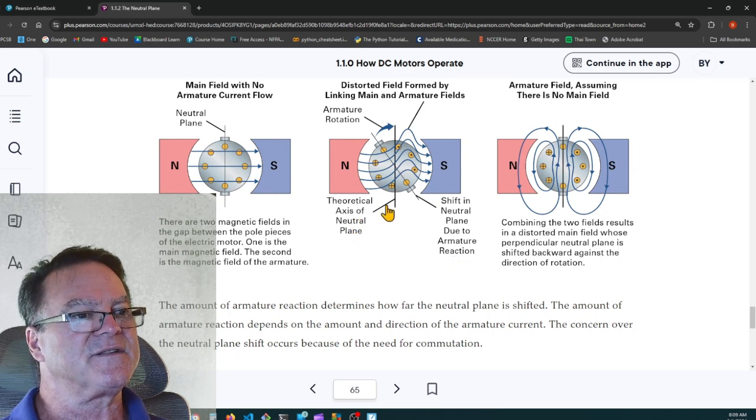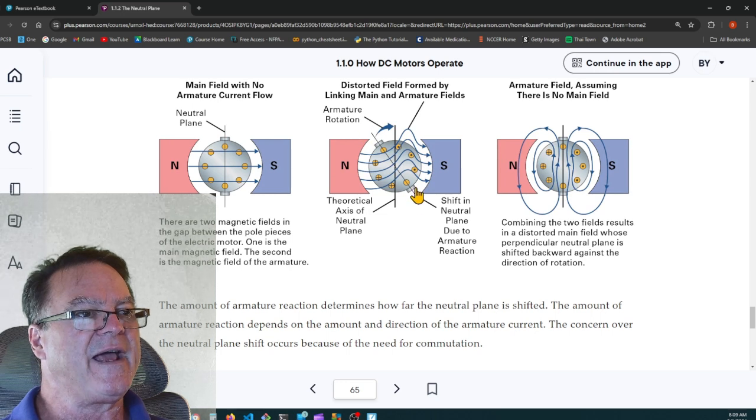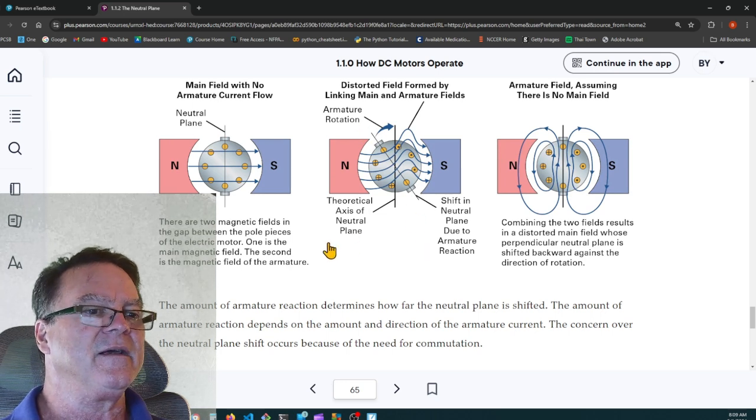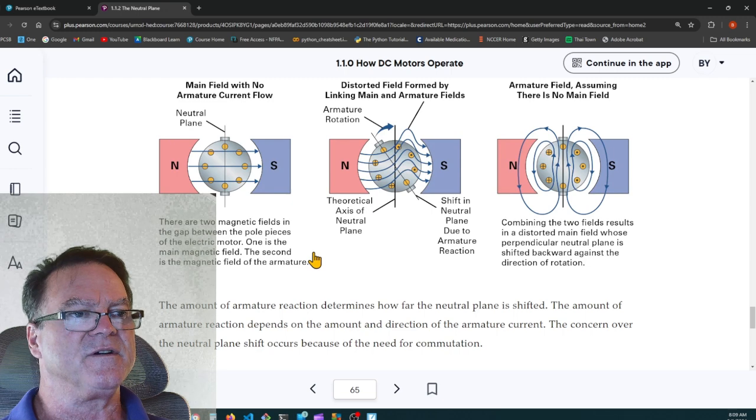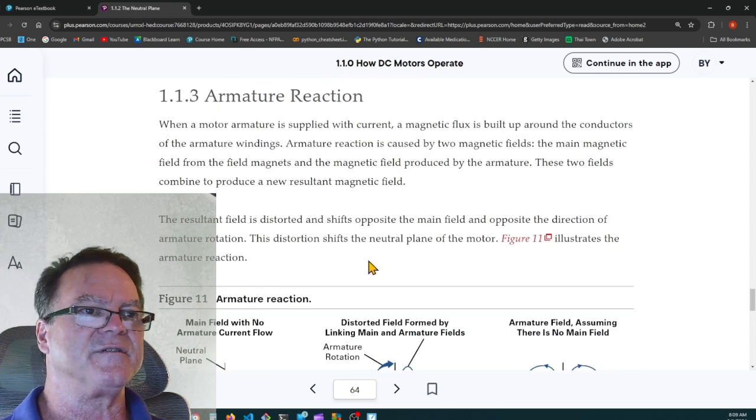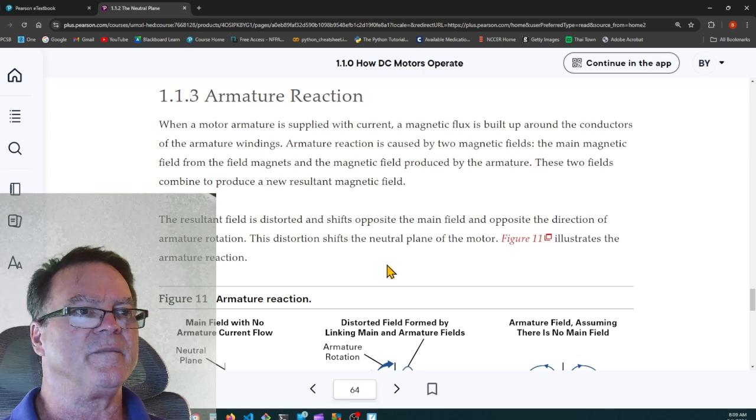There's the theoretical axis of the neutral plane. This is the actual axis. And now I've confused myself. I can't remember if it was 7.5 or 17, but it was too many. It was 100 years ago.